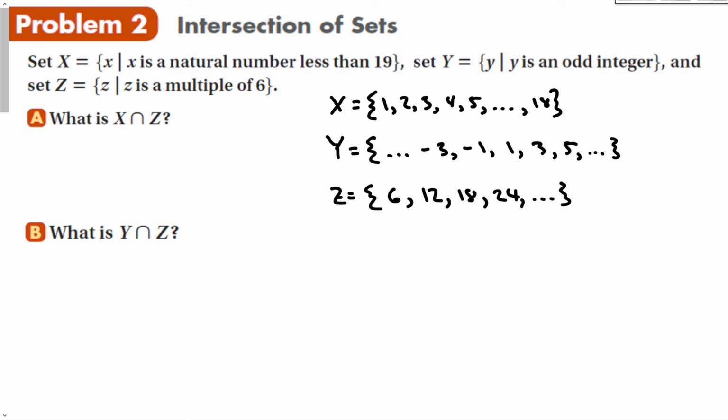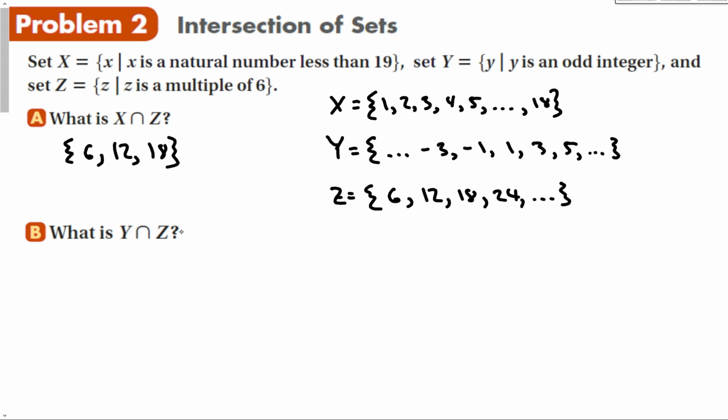All right, so what is X intersect Z? Where do X and Z cross? We can see that X intersects Z at 6, because 6 is inside this, that's the ellipsis, but also inside there are 12 and 18.